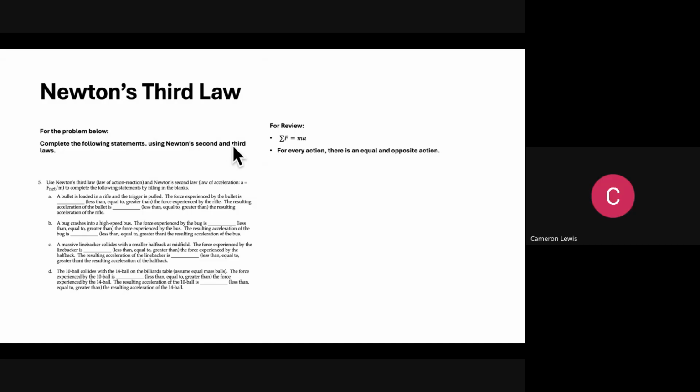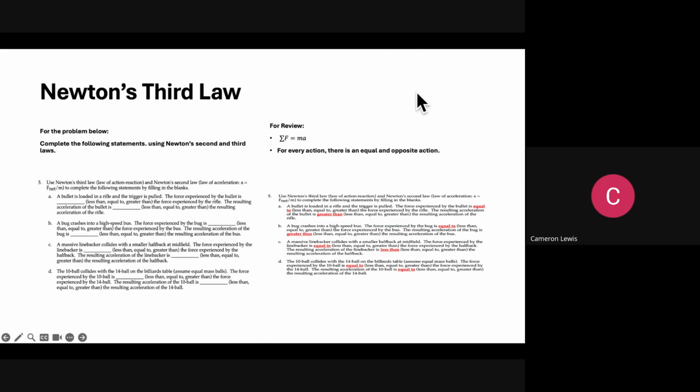Equal, right? Now, think about it. The resulting acceleration of the 10 ball is less than, equal to, or greater than the resulting acceleration of the 14 ball? Greater... wait. It's equal to as well. Why'd you say equal? Because you said they're all the same. Same what? Mass. So it's equal to.